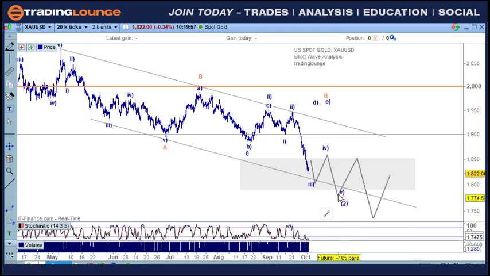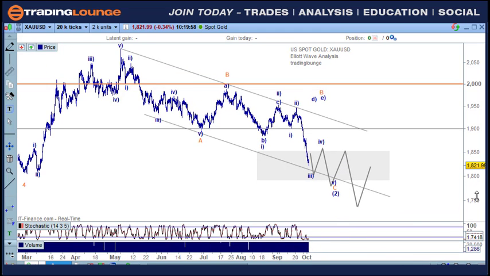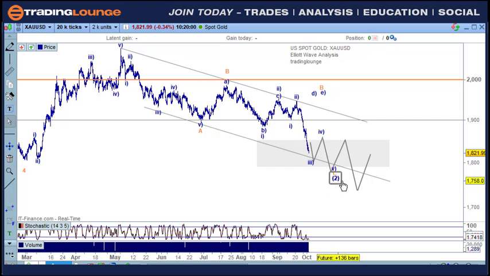And I kind of like that too, because when I'm looking at wave 2s, most of the time they're simple zigzags, no matter the size of them. So a zigzag is a 5-wave structure, 3-wave structure, and then a 5-wave structure. So a simple zigzag 5, 3, 5 structure here for a wave 2. So I think that's quite okay at that point.